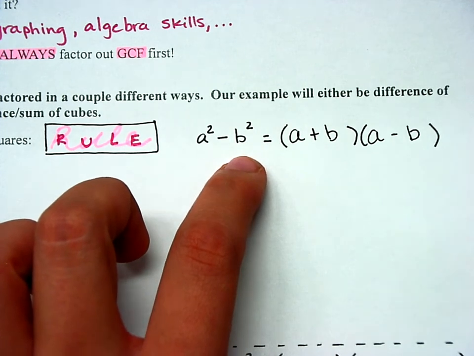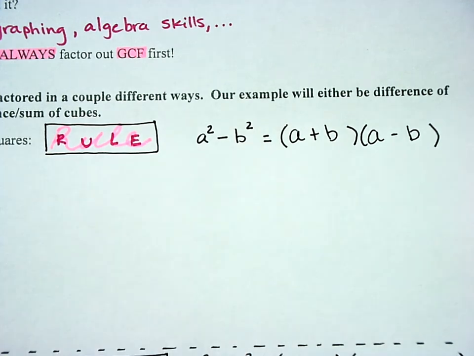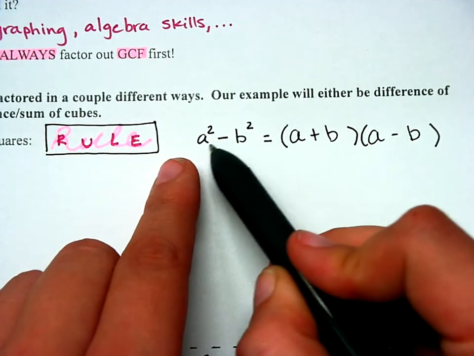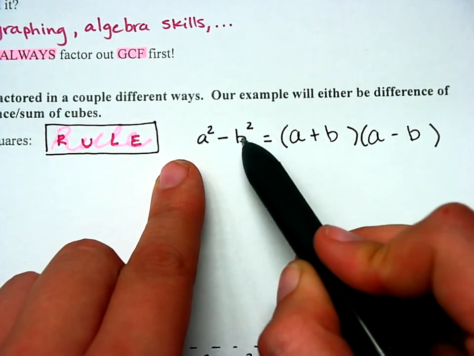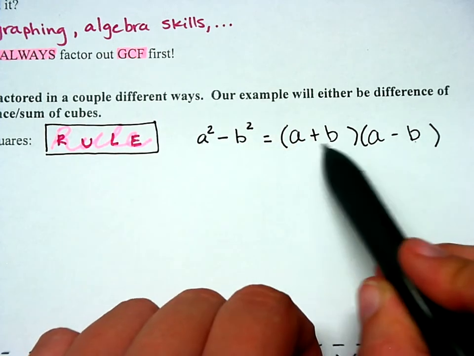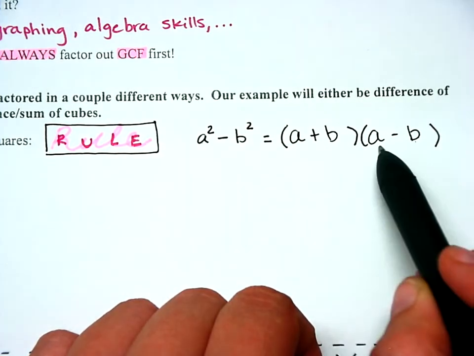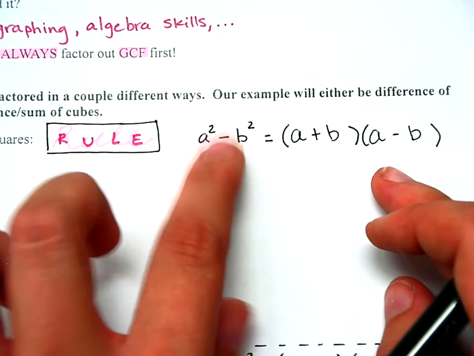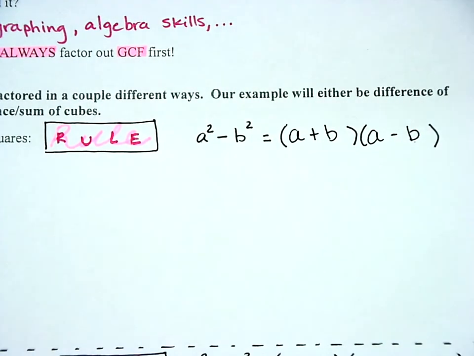Sometimes you're going to have numbers, sometimes you're going to have x, y, it doesn't matter. But this is just a general rule to show you that you take the square root of this number and the square root of this one. You write that here and here. And then one of our factors is going to have addition, one of them is going to have subtraction. And we will always be able to factor a difference of squares like this. So with the rule covered, let's try it out with some actual examples.